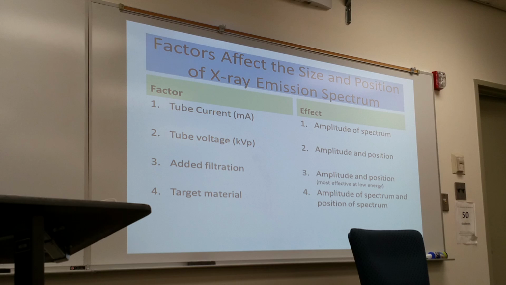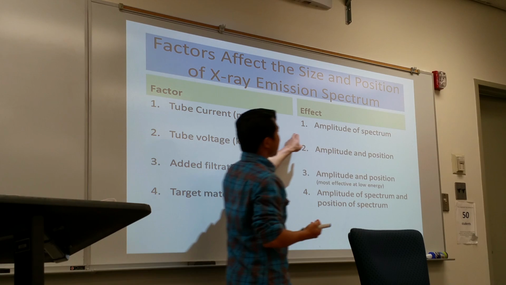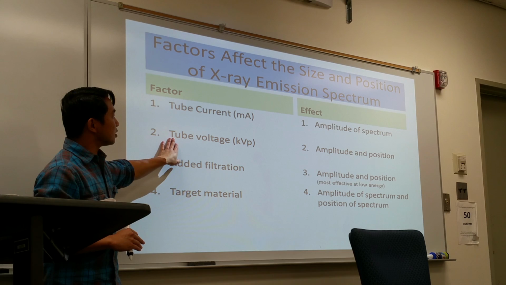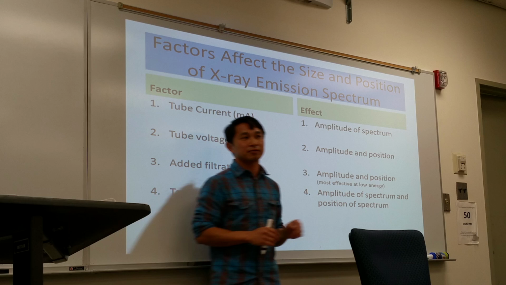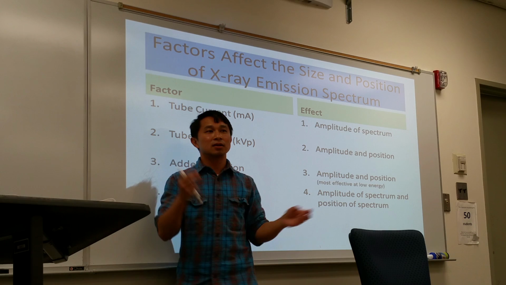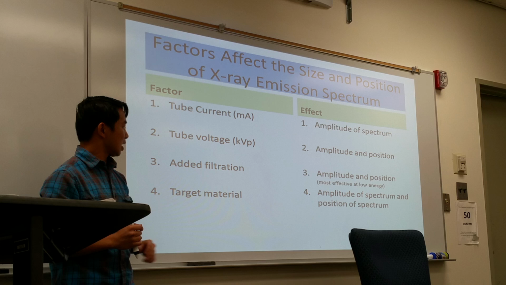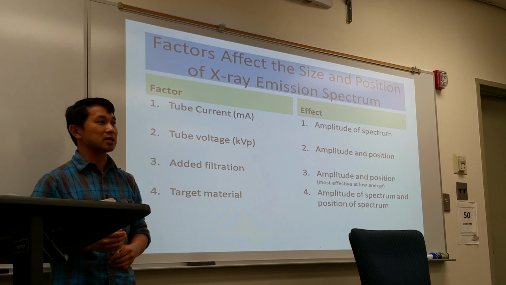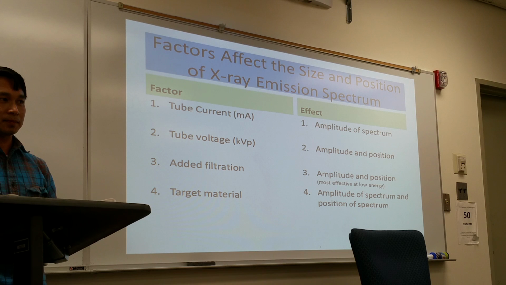So in summary, this is what it is. Tube current, which is milliamperes, affects the amplitude of the spectrum, how high or how low the spectrum is. A change in voltage, kV, affects both amplitude and the position of the graph. Adding or changing the filter will also affect amplitude and position. Filter mainly affects the low-level energy, so you see more of a bending on the left side. And different target material will affect both the amplitude of the spectrum as well as the position of the spectrum. So that's pretty much a summary of what we just discussed.